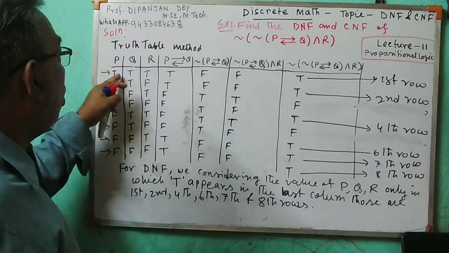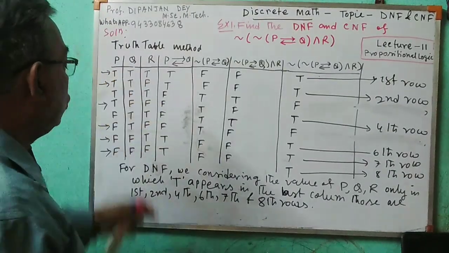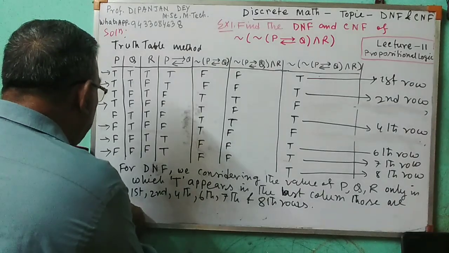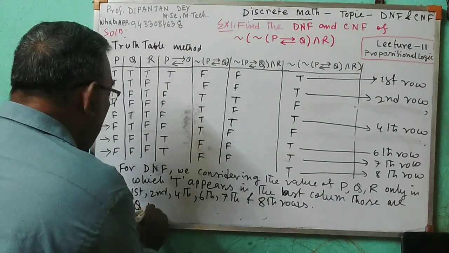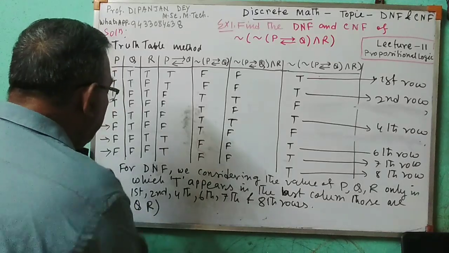First, I am considering the first row. In the first row, all are true. You see, all are true. So when all are true, you have to write PQR.